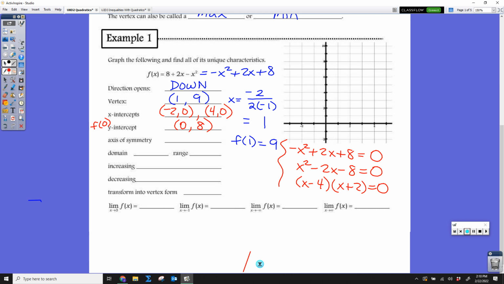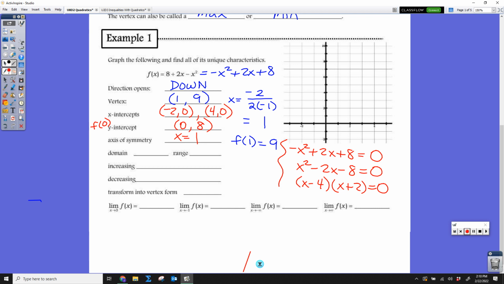All right, axis of symmetry. If you drew that line, it would be symmetric, right? It'd be equal on both sides. So the axis of symmetry is what? Okay, it's always a vertical line. And it's the x-coordinate of our vertex. So it's x equals 1. You know where the middle of that parabola is. It's on the vertex. That's the x-coordinate of your vertex.